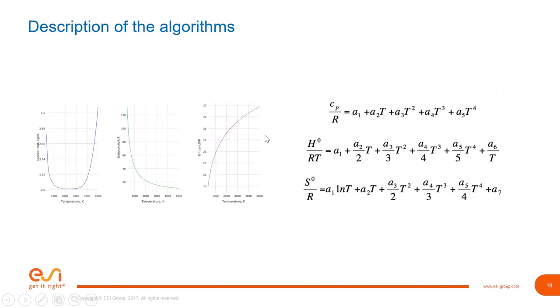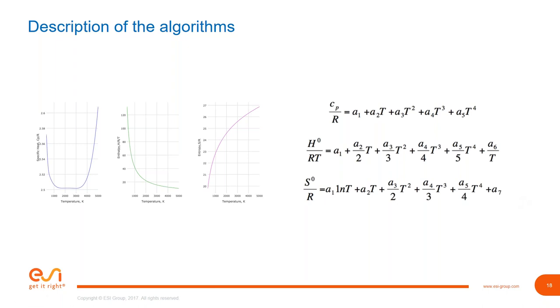So there's two aspects to it. On the left side, you can see the results of the interpolation of those three thermodynamic functions: the first one being specific heat, the second enthalpy, and the third one entropy. Those functions are given by a polynomial in T, the temperature in Kelvin. In the function that we'll be calling as an API, there are parameters A1 to 5 in the first case, A1 to 6 in the second case, and A1 to A7 in the third case.